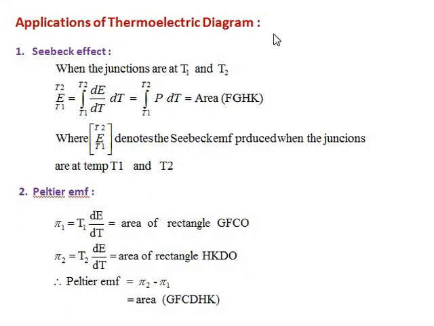Applications of thermoelectric diagram. First, Seebeck effect, when the junctions are at temperature T1 and T2. So in Seebeck effect we studied that the two junctions of the thermocouple are maintained at two different temperatures, thermo EMF develops. So one junction is at temperature T1 and another junction is at temperature T2. So thermo EMF develops, that thing we know. So therefore thermo EMF due to Seebeck effect is T1 E T2.